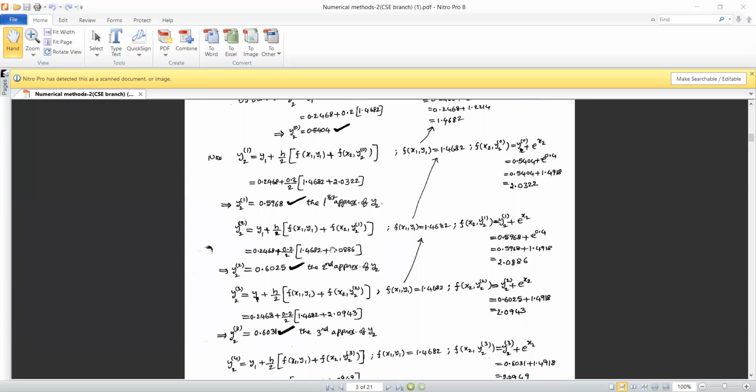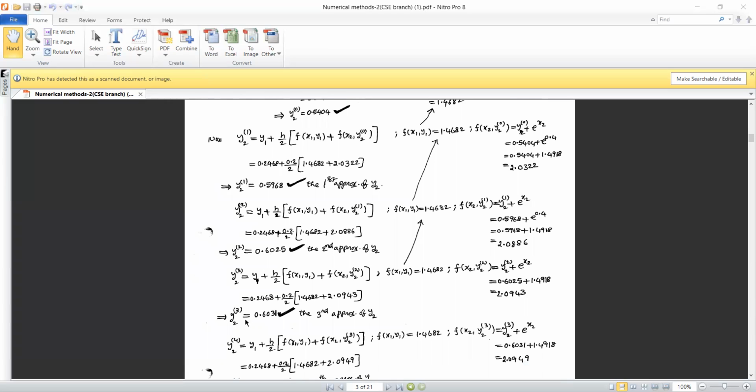Now again using the same formula for the second approximation, we need to use the previous value. Instead of 0.5404, now we will use the 0.5968 value here. This will be our second approximation. Similarly, we'll go for the third approximation. In the second approximation the value is 0.6025, and in the third approximation we are getting 0.6031. So we can consider this as the final result.